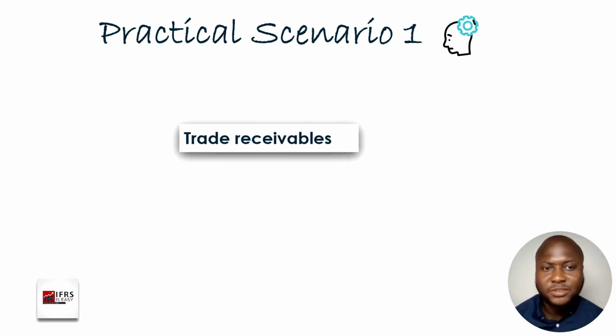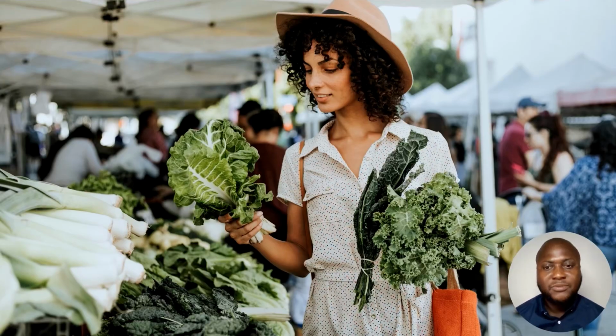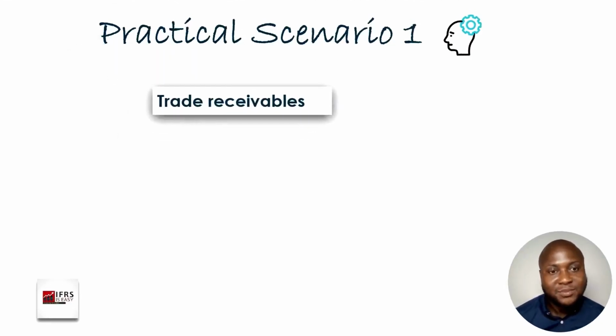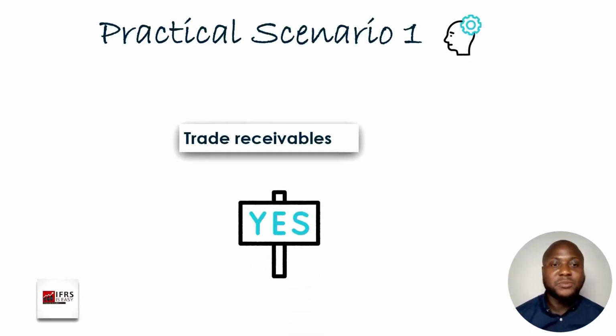Trade receivables. Trade receivables stem from the fact that a company sells goods on credit to customers and you expect that the customers will pay you back for the goods sold. Because you expect that the customers will actually pay you cash for the goods sold, it means that a trade receivable meets the definition of a financial asset. And we mentioned that the contract does not need to be written, it could be implied, in the sense that that's the way you conduct your business. And so, yes, trade receivables are financial assets. Okay, so let's move on to the next one.